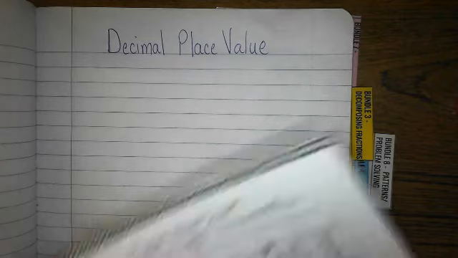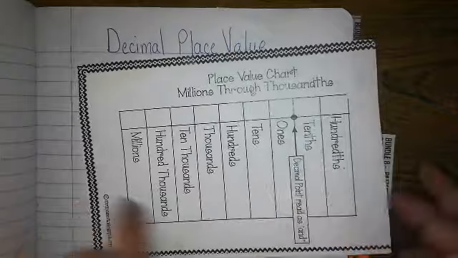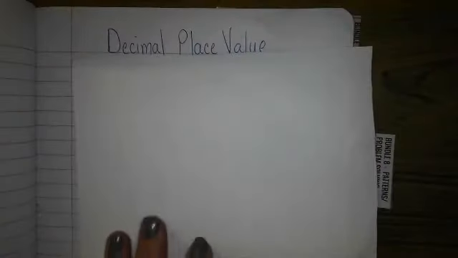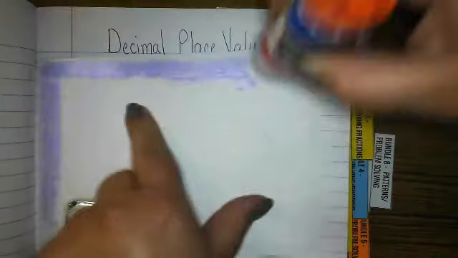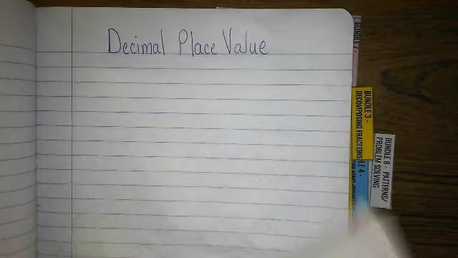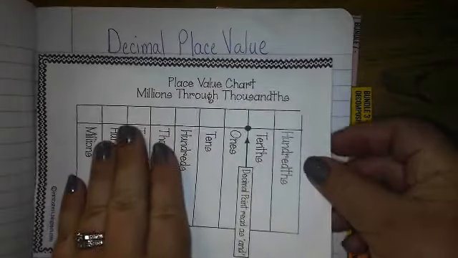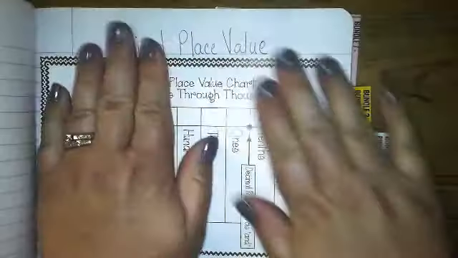Okay, then you're going to take this place value page that I gave you. You're going to turn it over, and if you have stick glue, you're going to go around all the edges. But if you have liquid glue, you only need 4 dots, 1 in each corner. And you're going to glue this in right below where it says decimal place value.